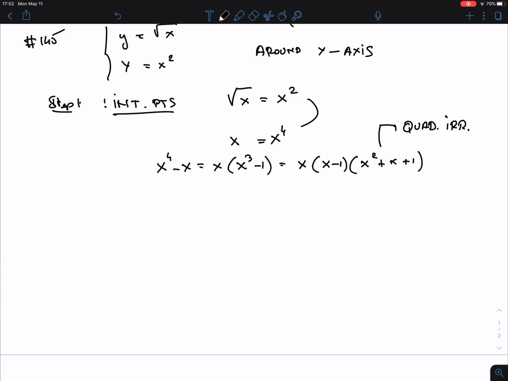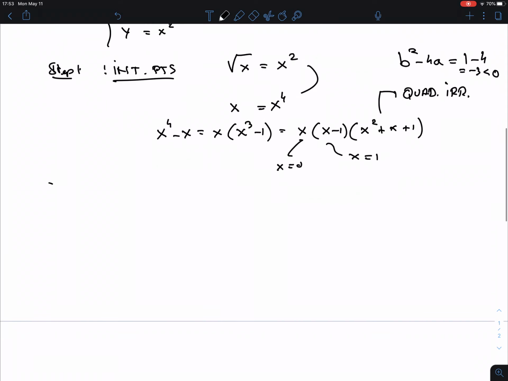This is a quadratic irreducible because its discriminant, remember, was b squared minus 4ac, and in this case it is 1 minus 4, which is negative 3. That is a negative number, and that's exactly what a quadratic irreducible looks like. This means it cannot be factored further. So we have only two intersection points, x equals 0 and x equals 1.